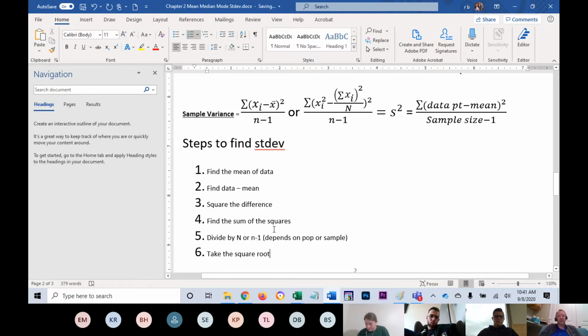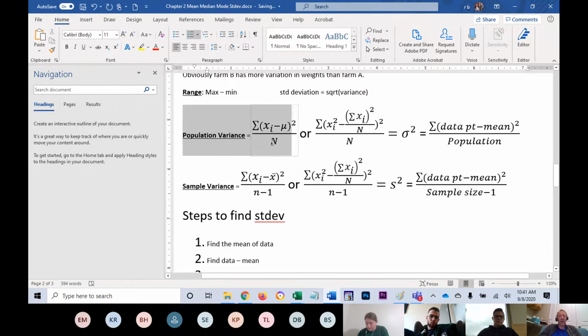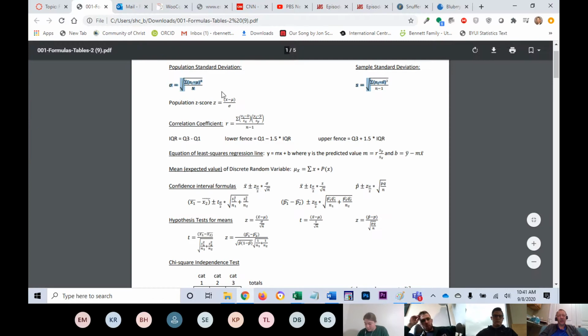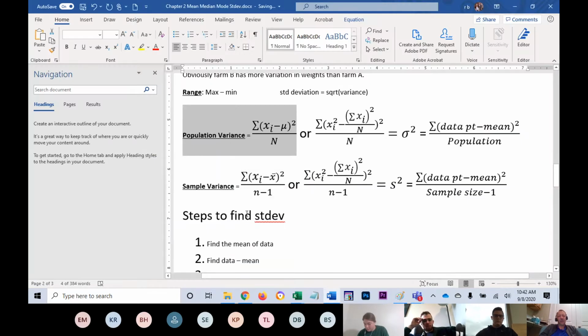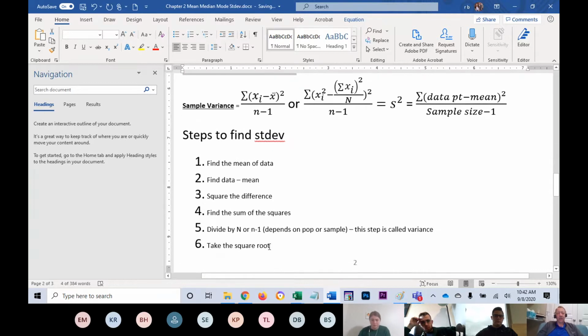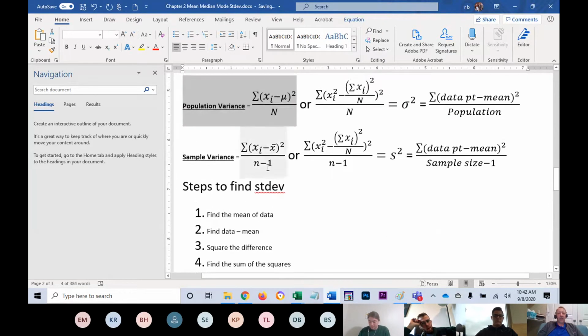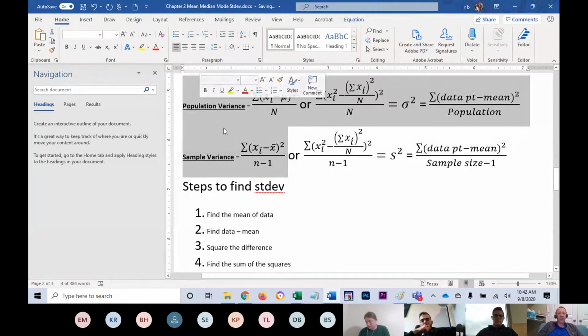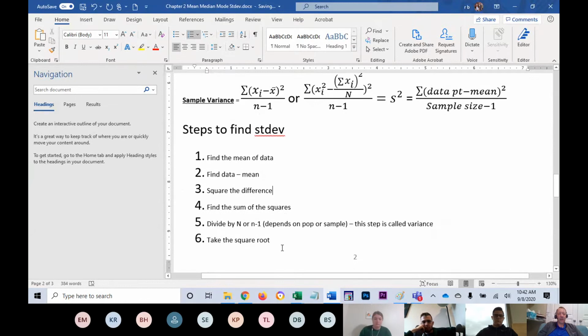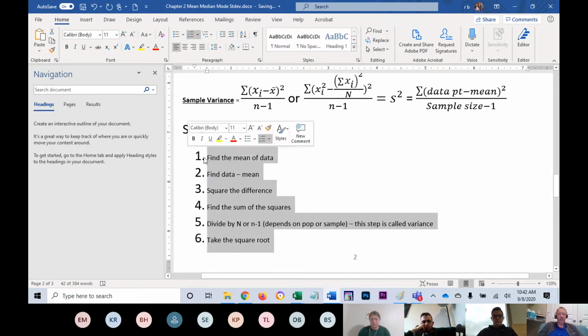Now, by the way, I should also say this step is called variance. Now, you'll notice here on my sheet, I haven't put a square root on here. I have put it on here, though. There's a square root there. Sometimes we like to deal with the variance, and sometimes we like to deal with the standard deviation, but these are the 6 steps. So once again, I'll give you these formulas here. You don't have to memorize the formulas, but if you want to memorize these steps, you can memorize these steps.